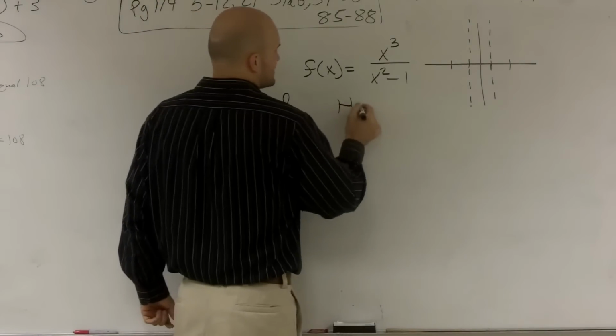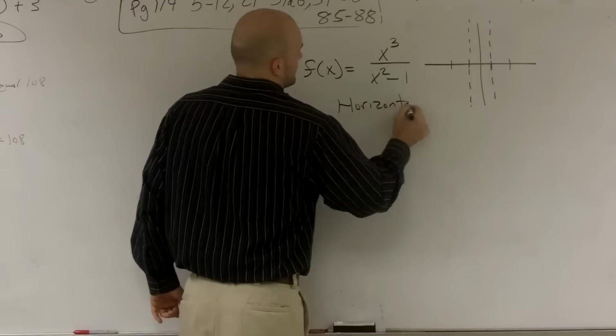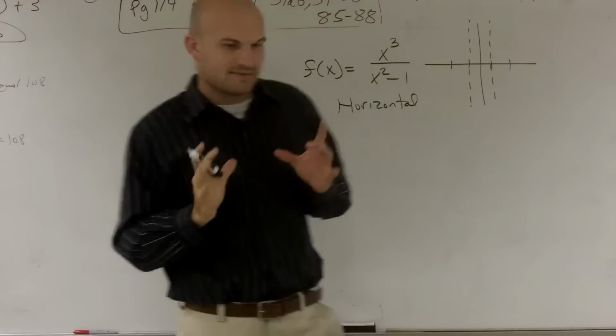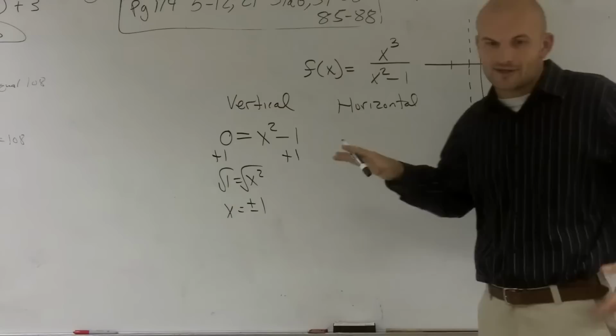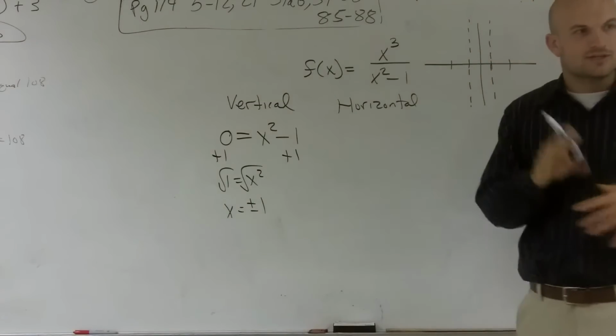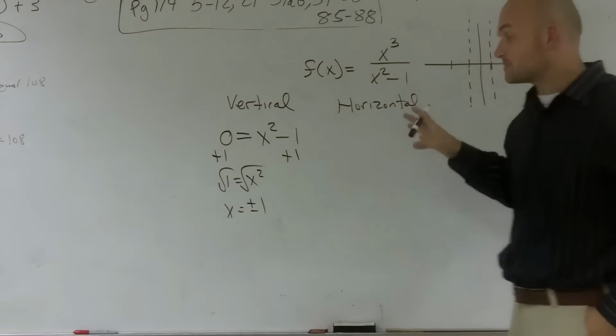When checking out my horizontal, there are 3 rules, and I'll try to say them as slowly as possible because I've made a couple of videos on this and I don't want to write them down again. So if you want to see them written down, check out some of my other videos on asymptotes.